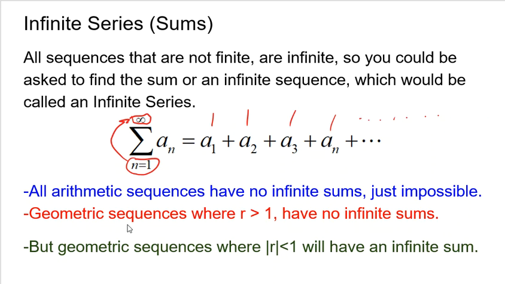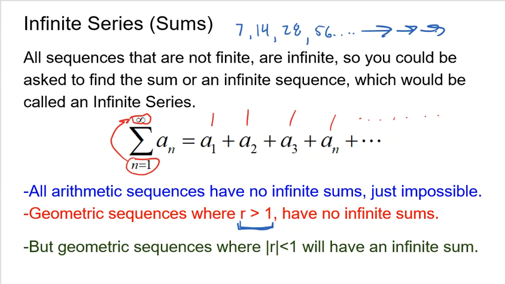So here's the deal. If you have a geometric sequence and the R value is greater than 1, then there is no such thing as an infinite sum. If your R value is 2, that means you're multiplying by 2. So 7 times 2 is 14, 14 times 2 is 28, 28 times 2 is 56. If you're multiplying by a number bigger than 1, you're just going to keep getting bigger and bigger and bigger. There's no way you can add up all of those infinite numbers because they're just going to keep getting bigger.